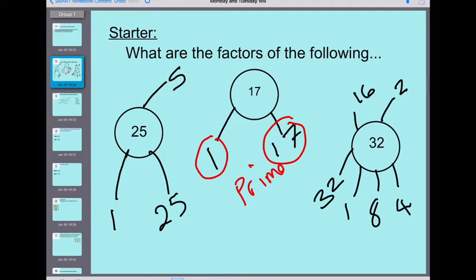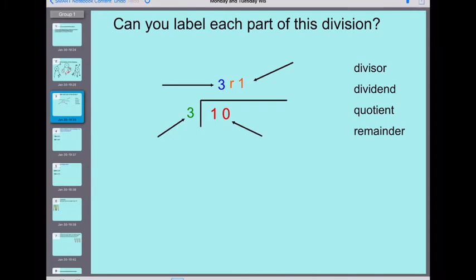Okay, let's move on. So can you label each part of this division? Hopefully last week you will have found out what the following words: divisor, dividend, quotient and remainder mean. But if not, then have a go and hopefully you label them correctly. So again, pause the video here, have a go and come back to me when you're ready.